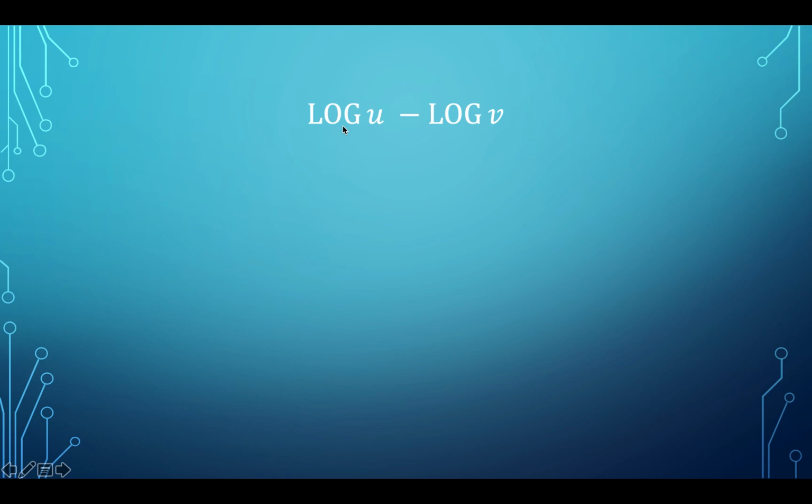Now how about this one? We have log u minus log v. What does this subtraction sign tell you? This subtraction sign is telling us that it's division. So we're going to have log of u over v. Now this is our final answer.